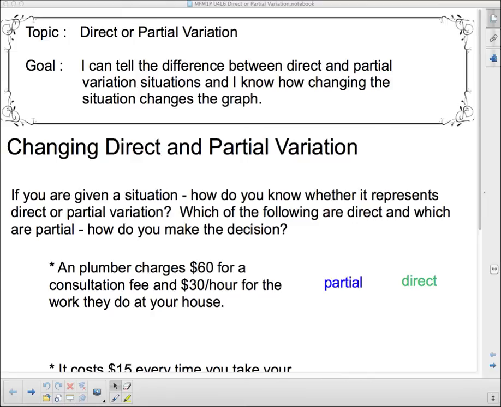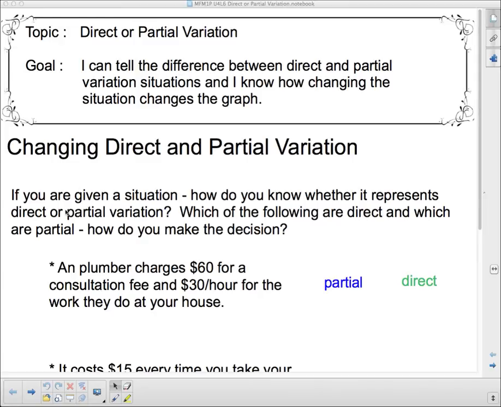I do know the difference between them, and we are going to try and get you to know the difference between them. That's our goal. I can tell the difference between direct and partial variation situations, and I know how changing the situation changes the graph. So, changing direct and partial variation. We're going to start off: can you pick out direct or partial variation?